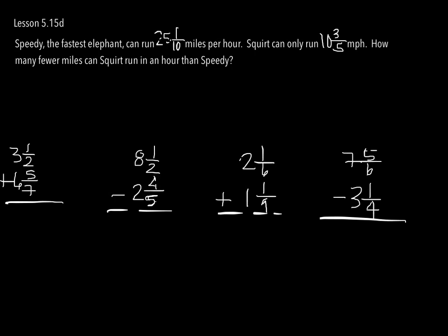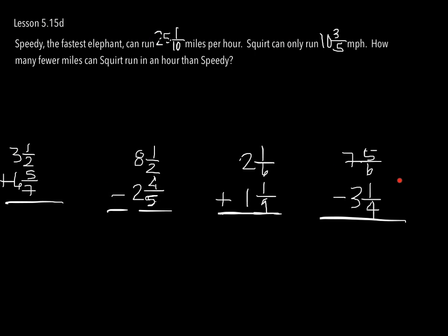Alright, 5th graders, your problems for your last video are: Speedy, the fastest elephant, can run 25 and 1/10 miles per hour. Squirt can only run 10 and 3/5 miles per hour. How many fewer miles can Squirt run in an hour than Speedy? So we're comparing Speedy, the elephant, and Squirt, the elephant.